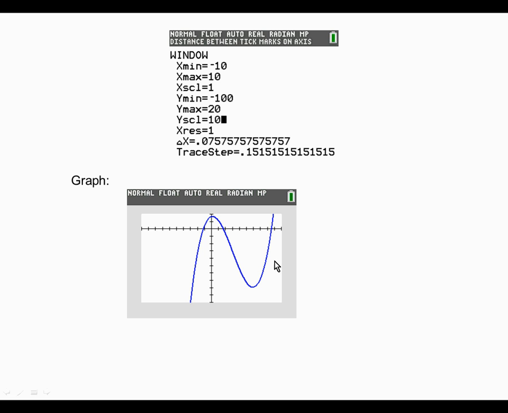Anyway, that's enough to see the max, the min, x-intercepts, and y-intercepts. That's the end of section 2.2.